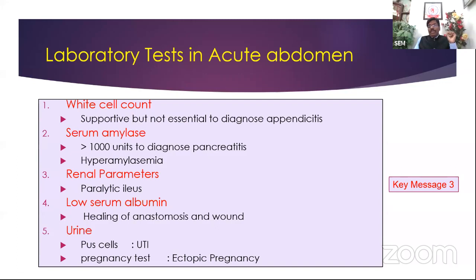Urine test is important. As simple as pus cells will show it is a case of cystitis, or pregnancy test positivity will confirm the diagnosis of rupture ectopic pregnancy. So urine test sometimes will be clinching the diagnosis even.